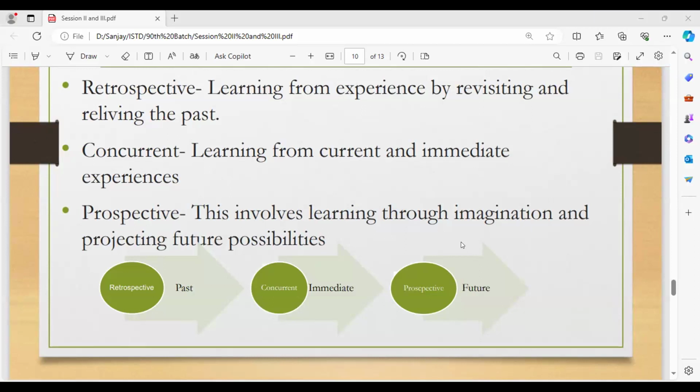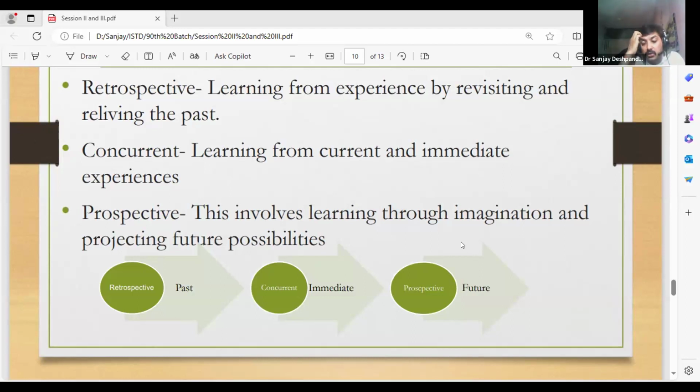Fine. Thanks. Okay. The future involves learning through imagination and envisaging a future journey. If I undergo a PG diploma program, I will be promoted. If I undergo a PG diploma program, I could become a trainer in the future.